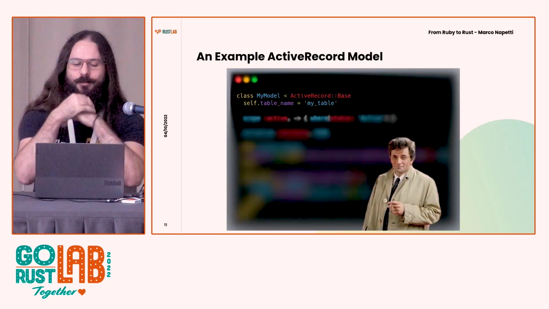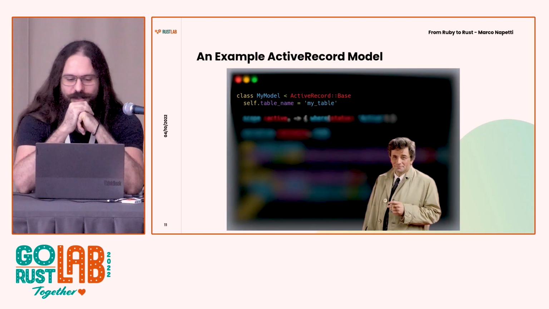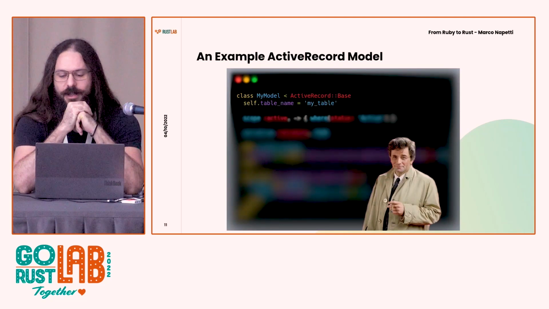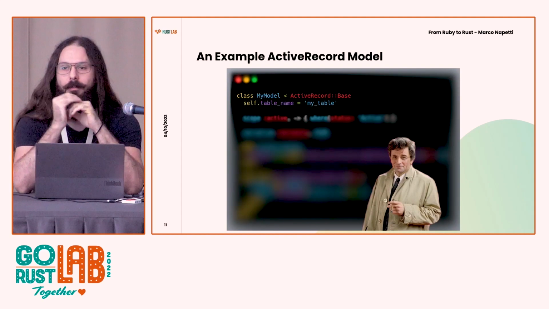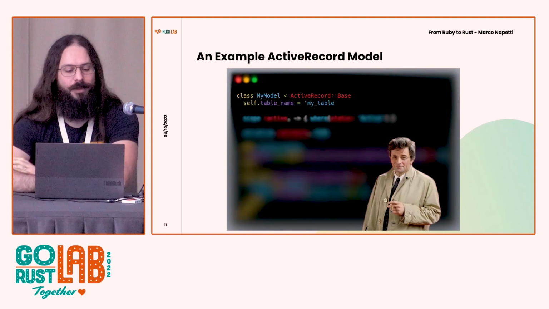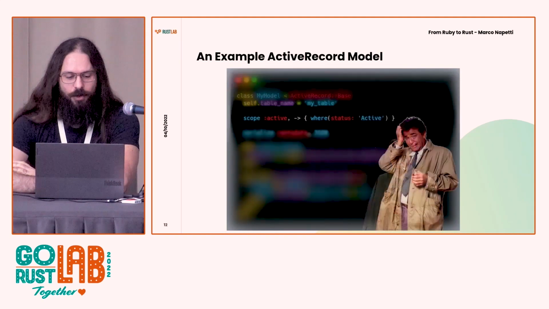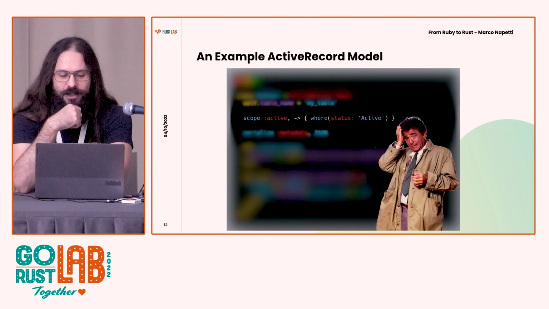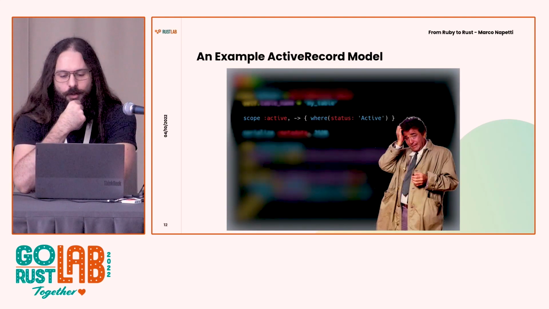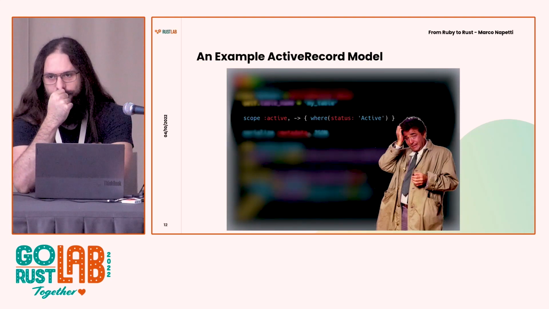First of all, we define the model extending the ActiveRecord base class, pointing to the database table, my_table, as an example. Moreover, we have a scoped filter named active that adds a where clause to the current query on field status and value active.